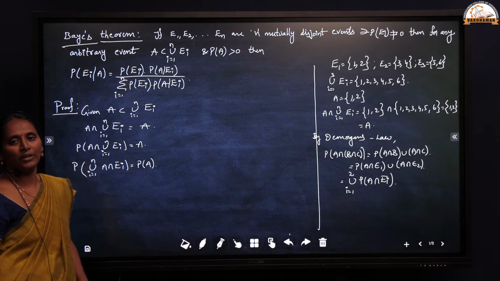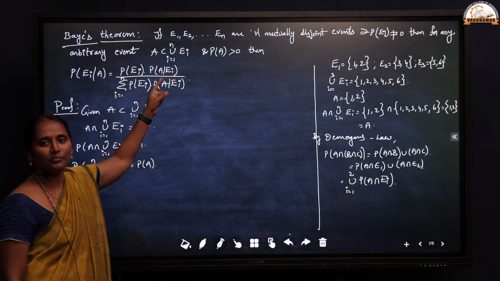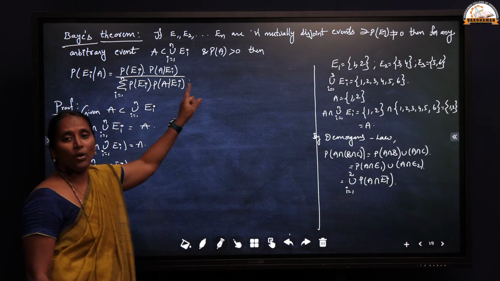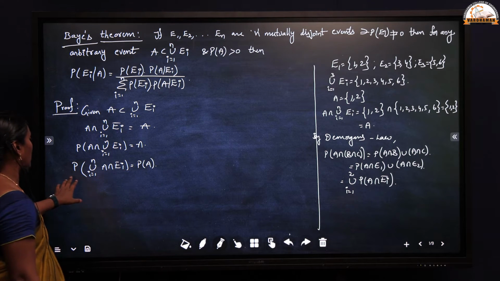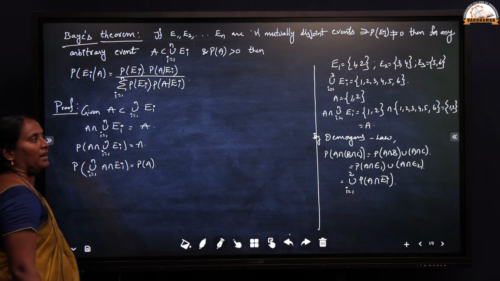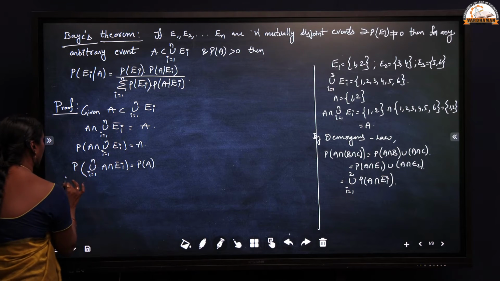Because here in the given statement we are taking E1, E2 and so on, En, n mutually disjoint events in the given statement, right? So now let us see here P of union i from 1 to n of A intersection Ei. We know the third axiom of probability. What is the third axiom of probability?